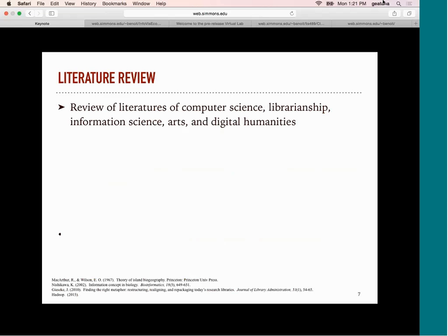Okay, here's my lit review, my odd lit review. I went across information science, computer science, librarianship, the arts, and the digital humanities. In fact, who's doing what? And a lot of parallels, a lot of people grasping for a fil conducteur, something that will help shape them.